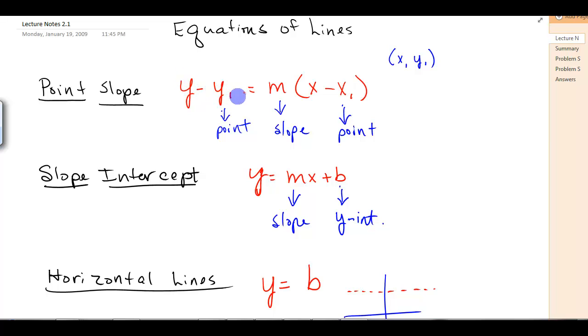y minus y1 equals m times x minus x1, where your x1, y1 is your point that you're given and m is your slope. Slope-intercept, you're probably most familiar with. y equals mx plus b, where m is your slope, b is your y-intercept.